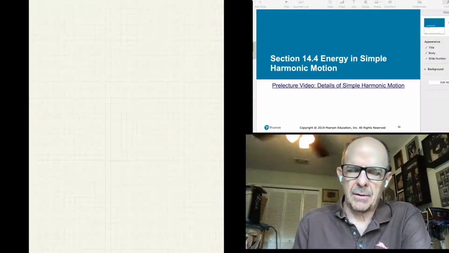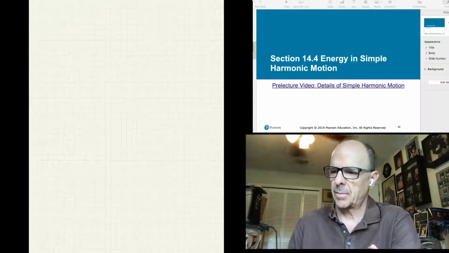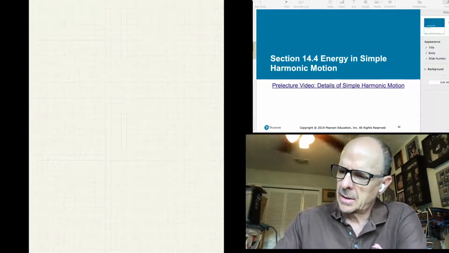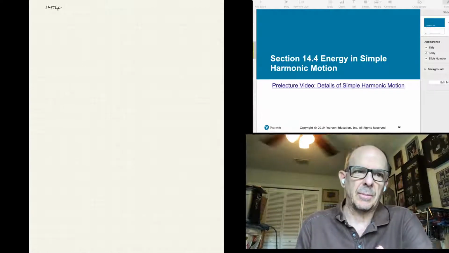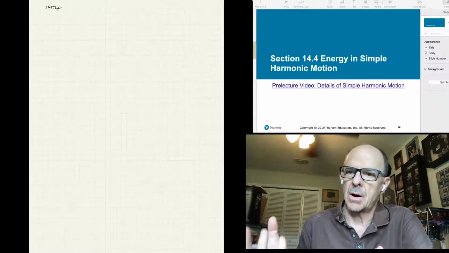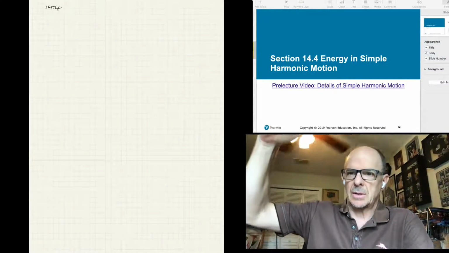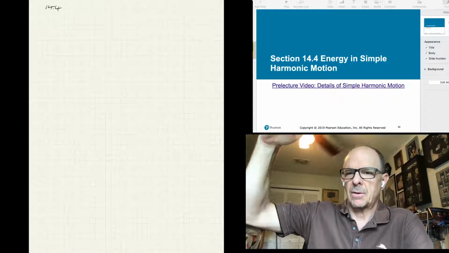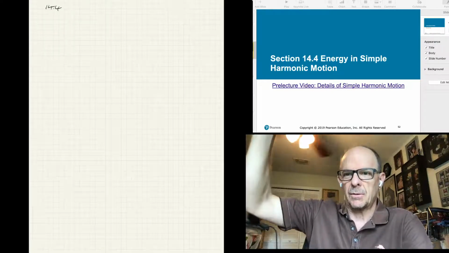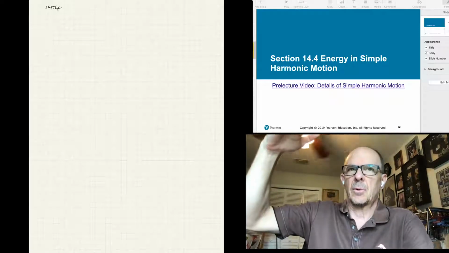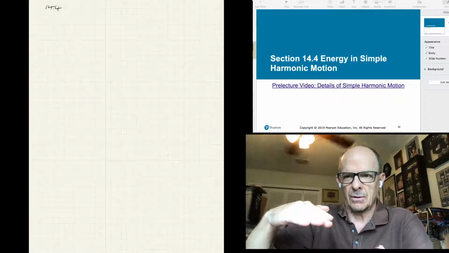Let's talk about energy and simple harmonic motion. That's section 14.4 of the book. And we've already seen some of these basic concepts. So, for example, when we take a ball and toss it up in the air, as its height increases, its gravitational potential energy increases and it slows down. So, its kinetic energy decreases. And then as it falls back down, its gravitational potential energy is decreasing and its kinetic energy is increasing.